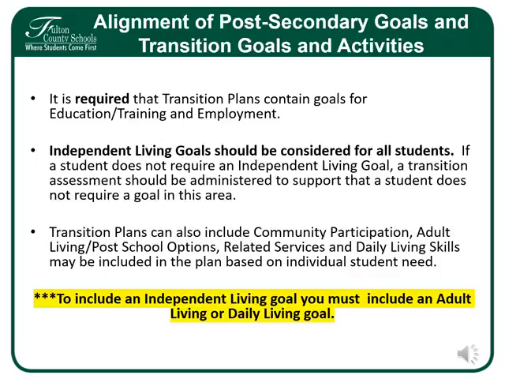Education and employment post-secondary goals and transition goals are required for compliance. If the student needs an independent living post-secondary goal, then at least one of the following transition goals are required: community participation, adult living and post-school options, related services, or daily living skills. IRR students, by state regulations, are only required to have goals in the first two domains, education and employment. It is the case manager's responsibility to assess the student to determine if the student needs any additional goals.